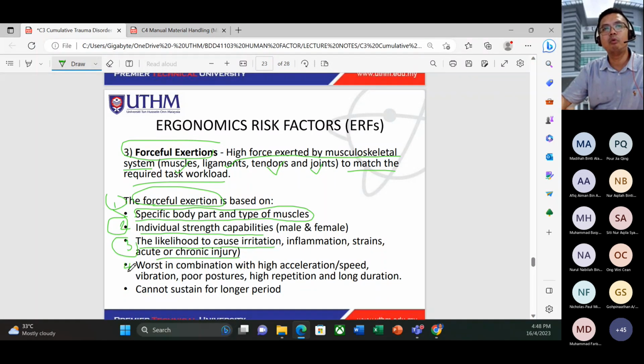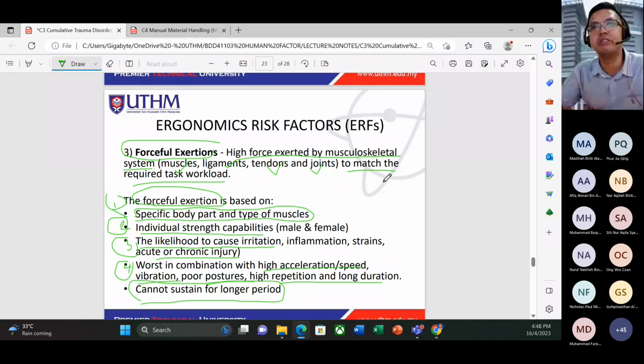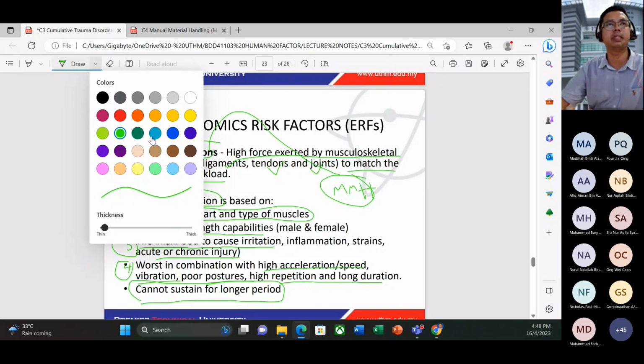And number four, it is worse if the combination is high acceleration or speed, vibration, poor posture, high repetition, and long duration. And last but not least, forceful exertion, also based on being unable to sustain for a longer period. This is what we call forceful exertion. So forceful exertion is more on manual material handling, MMH. So what does MMH include?